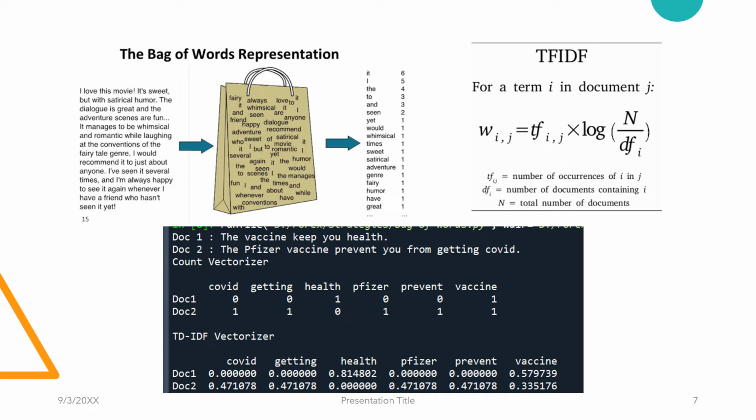For example below, take two simple sentences: the vaccine keeps you healthy, and the Pfizer vaccine prevents you from getting COVID. The bag-of-words is just a matrix showing the frequency of each word. The TF-IDF assigns a TF-IDF score to each word. From document 2, we can see TF-IDF assigns a higher score to the word Pfizer than the word vaccine, because vaccine appears in document 1 as well. But the word Pfizer is kind of unique to document 2.